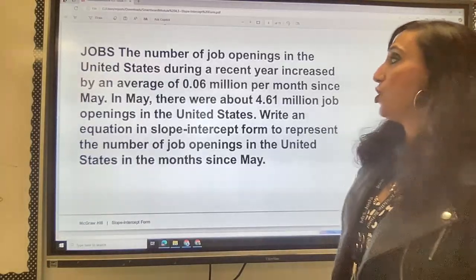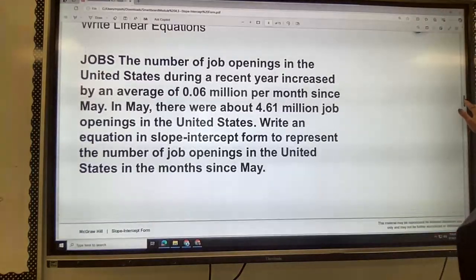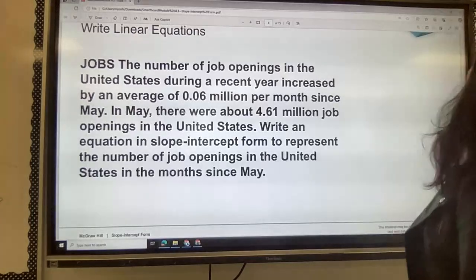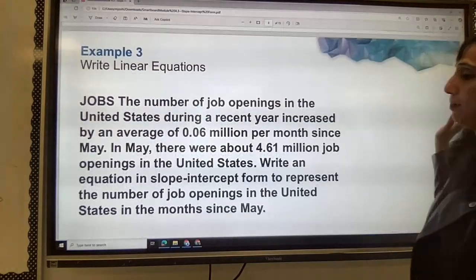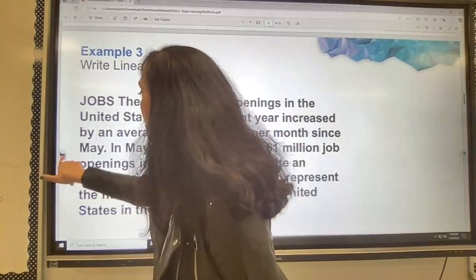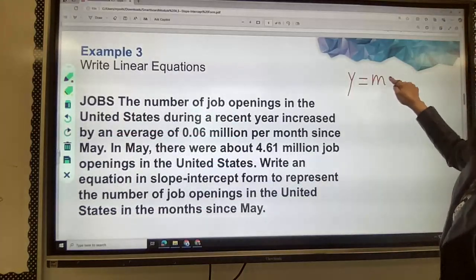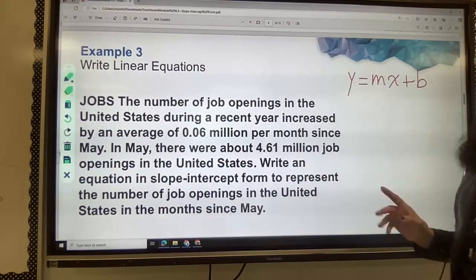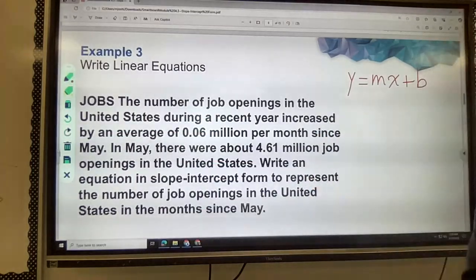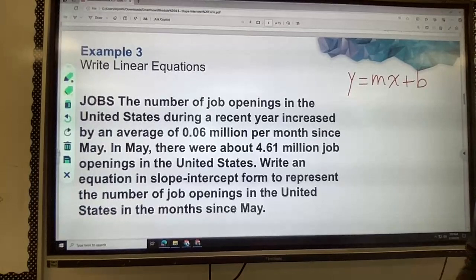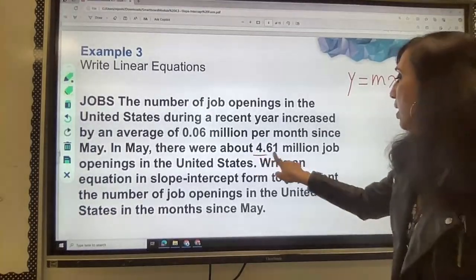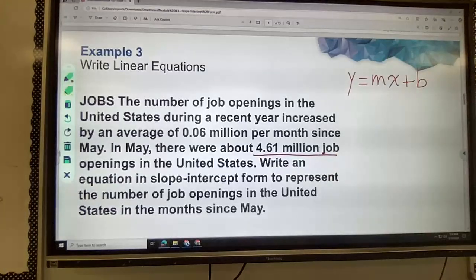since May. So, of course, the first thing we have to look at is what the slope-intercept form is. My slope-intercept form is y is equal to mx plus b. Y is equal to mx plus b is the format that I want to see this equation written out. So you are basically given that there were 4 and 6,100 million job openings in the United States in May, right? So let x be the number of months since May.